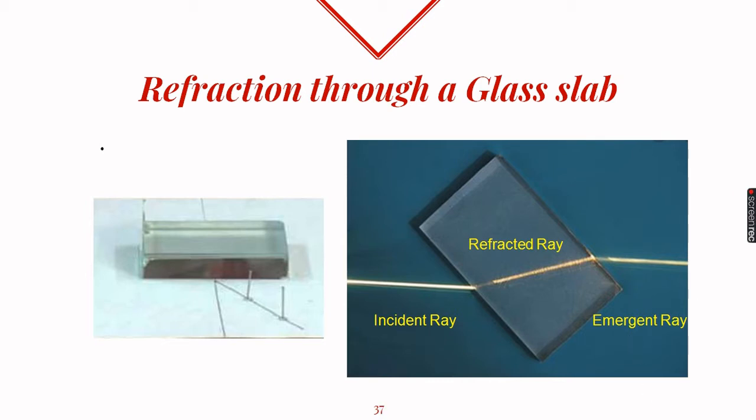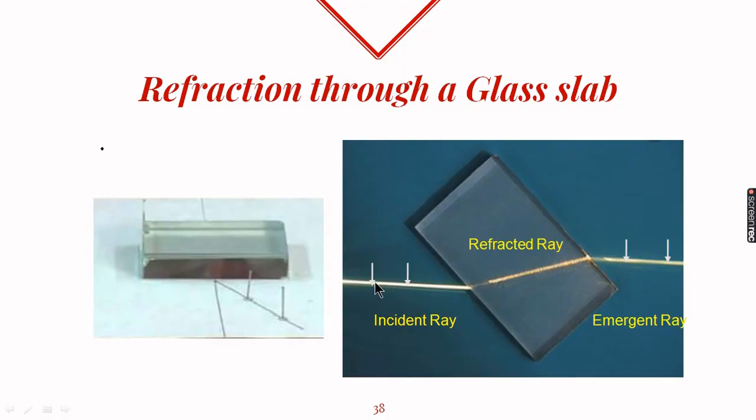This experiment can be performed in the laboratory by taking a glass slab and keeping it on a white sheet of paper. After that we will make the boundary of this glass slab and draw an incident ray and normal, taking care that the angle of incidence should be between 30 to 60 degrees. After that we will take two pins and insert these two pins along the incident ray, making sure that the distance between the two pins is at least 3 to 4 centimeters.